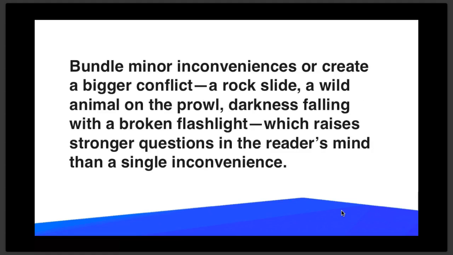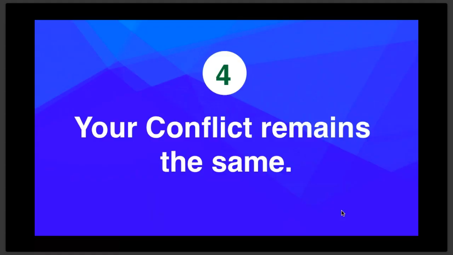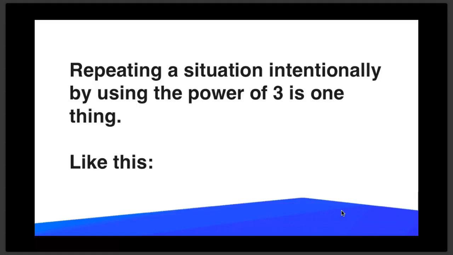Now, you can bundle minor inconveniences to make a stronger conflict, or you can just add a bigger conflict. So on that hike, you have a rock slide. Very definitely a bigger conflict if they have to get through or around that rock slide. Wild animal on the prowl, darkness falling with a broken flashlight. All of these things raise a stronger question in the reader's mind than a single inconvenience.